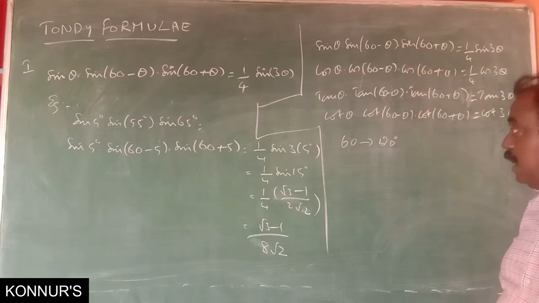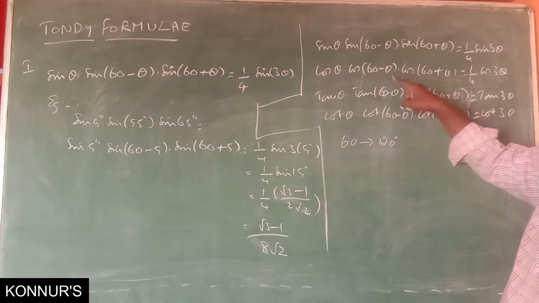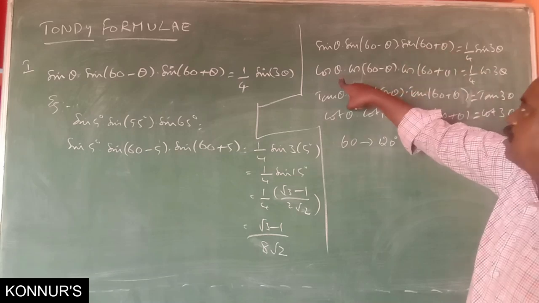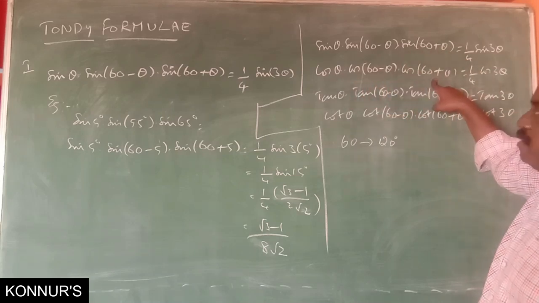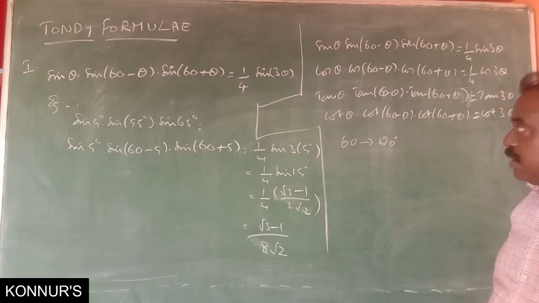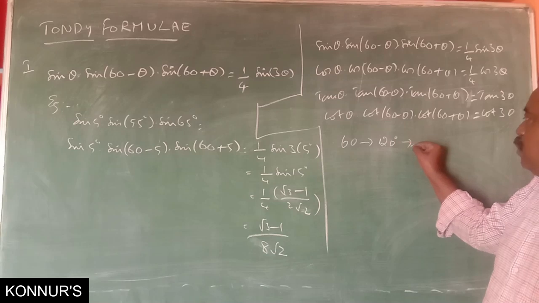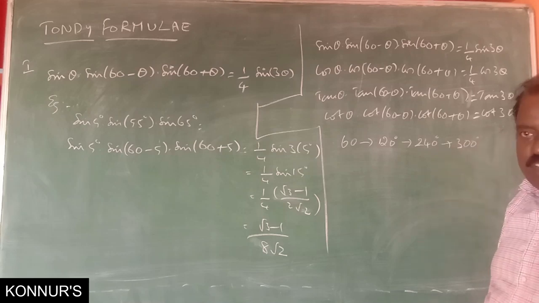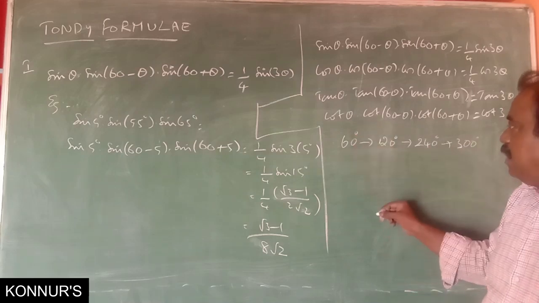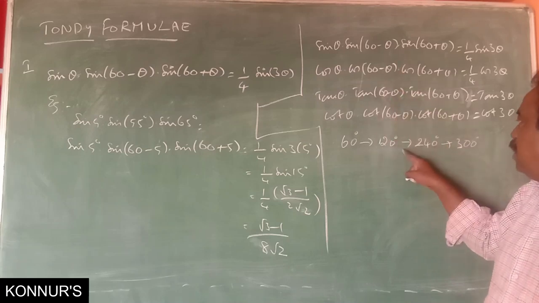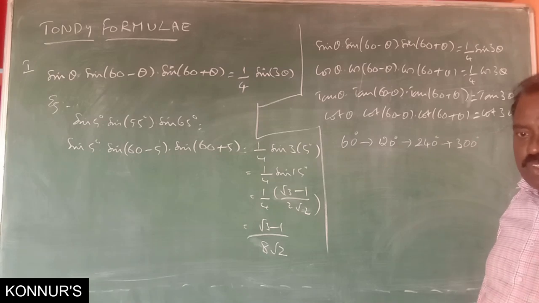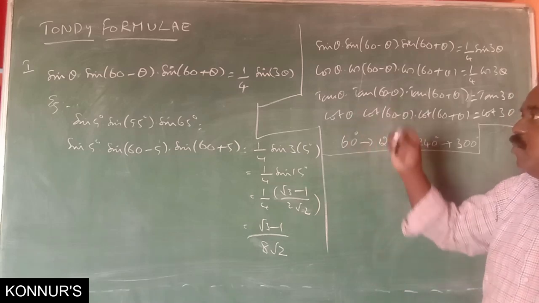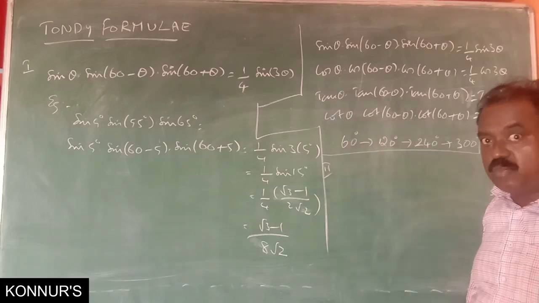for 120 also the same formula holds. I mean, sin theta, sin of 120 minus theta, sin of 120 plus theta, and cos theta, cos of 120 minus theta, cos of 120 plus theta, the same formula, 1 by 4 cos 3 theta. In case of tan theta, this 120 will become 240 and that will become 300 also. It is one rotation. Not only for 60, it is 120, 240 and 360 also. Is it clear? One more thing. This is one set, and the second is also very important.